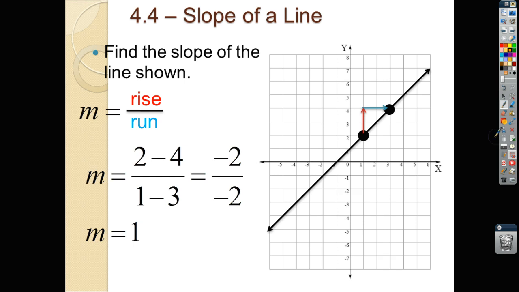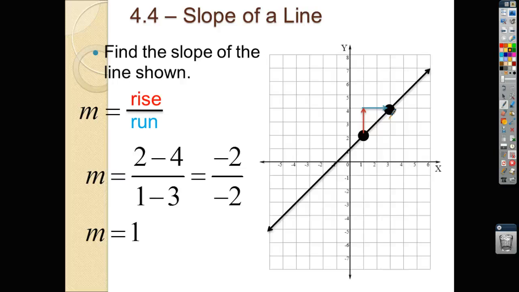That's just using the coordinates. This 2 is this y, this 4 is the y coordinate here, this 1 is the x coordinate here, and this 3 is the x coordinate here. You're more than welcome to use that. I find that students make mistakes constantly when they use this, rather than just actually thinking about what slope is talking about.